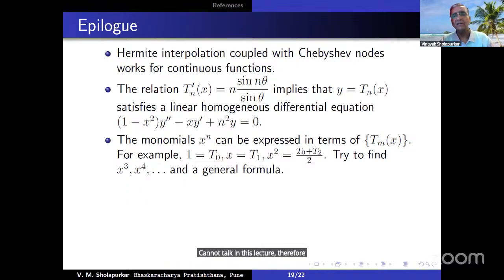Therefore, those who get interested may go through this. The monomials can be expressed, x power n can be expressed by using the same recurrence. One can do this.